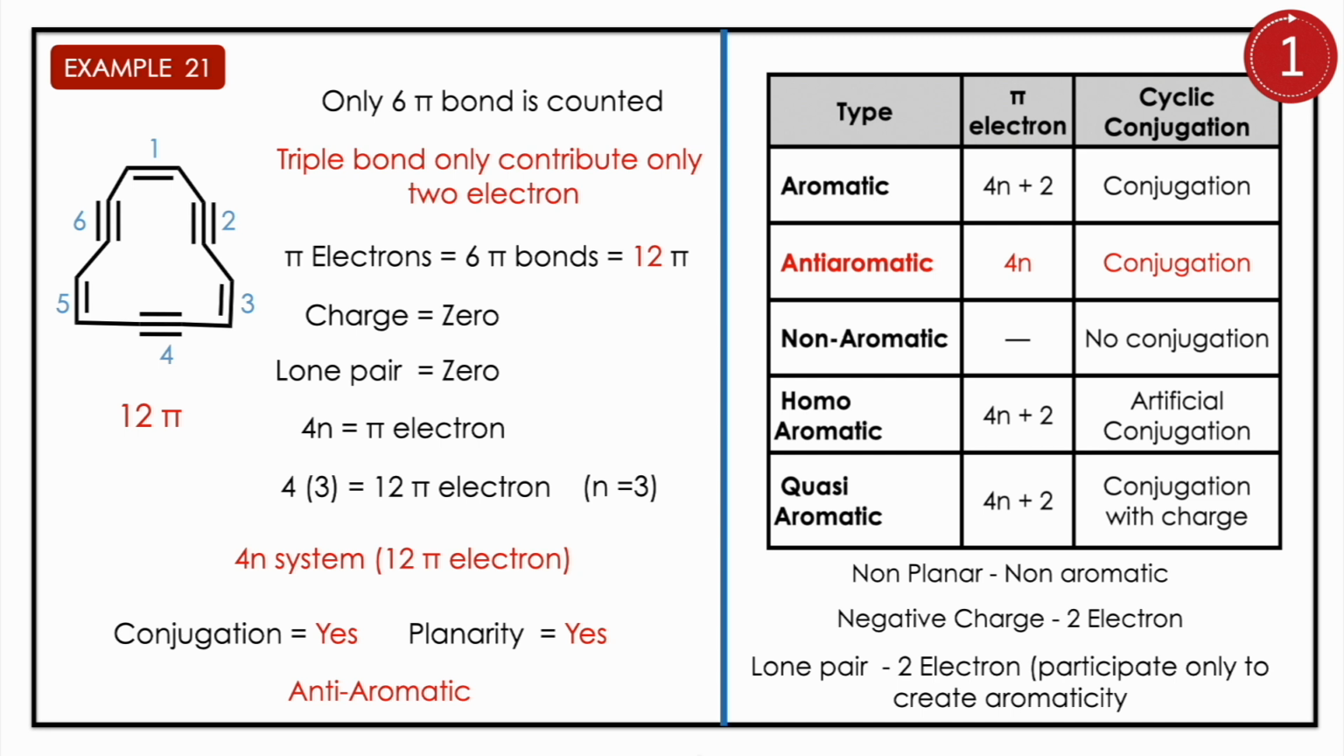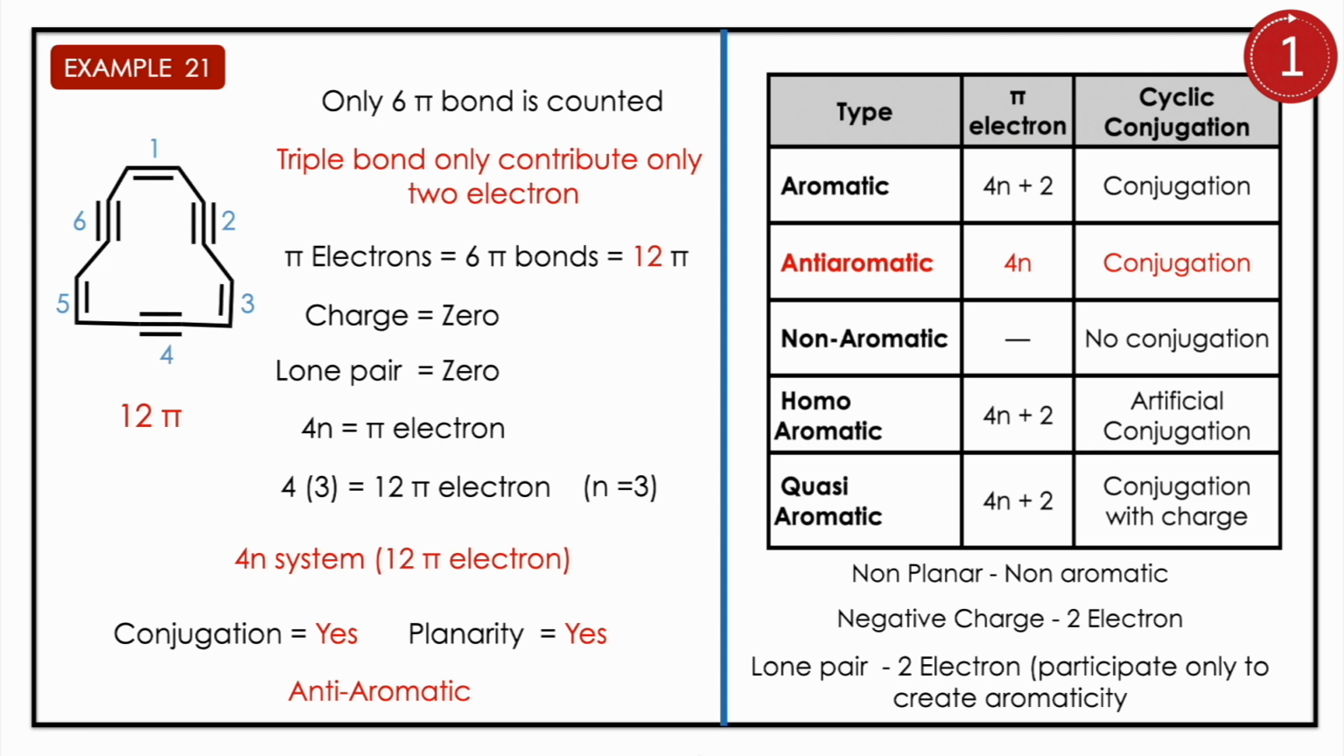Charge is not there, so 0. Lone pair is not there, so 0. So totally 12 pi electrons, so it is the 4n system with n equals 3. 4 multiplied by 3, 12 pi electrons. So the system is also in conjugation.